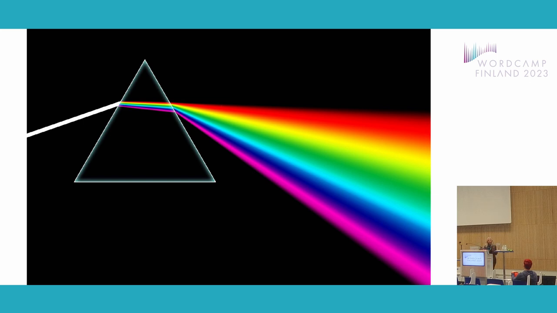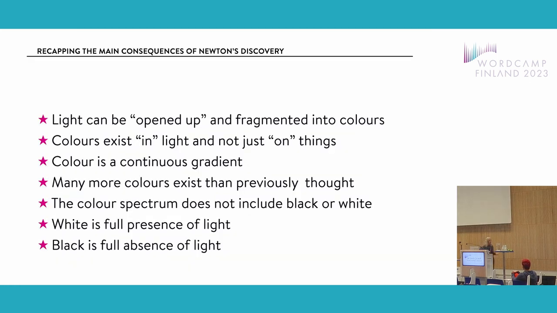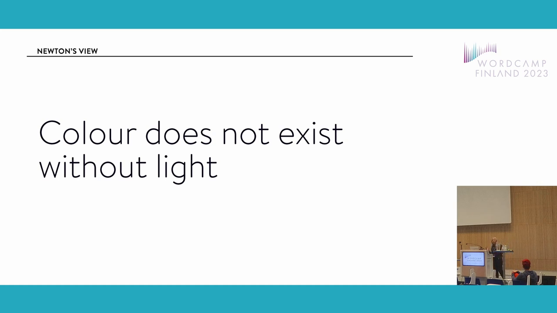So now color, for the first time, is seen as a quality that exists within light rather than being on things. So recapping, the main consequences of Newton's discovery were that light can be opened up and fragmented into colors. Then colors exist in light and not just on things. Color is a continuous gradient. Many more colors exist than previously thought. The color spectrum does not include black or white, which was quite important for art at the time. White is full presence of light, and black is full absence of light. So the main takeaway is that in Newton's view, color does not exist without light.